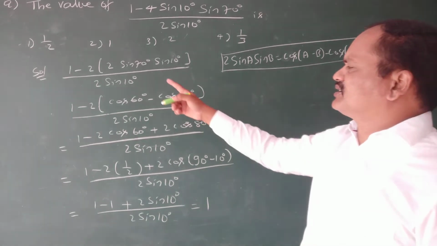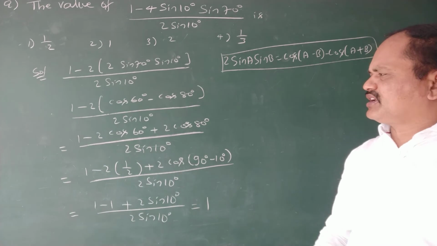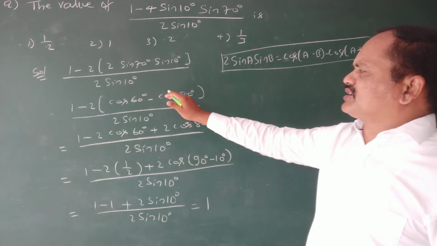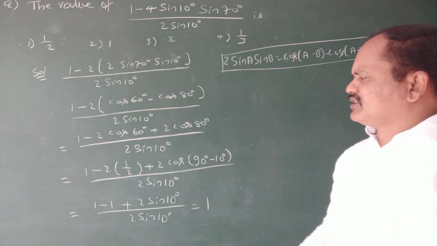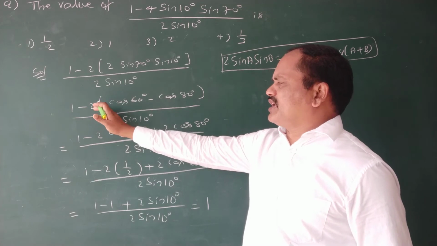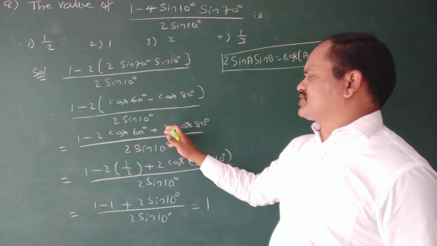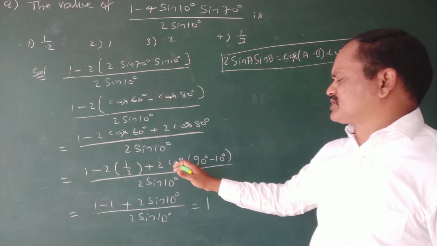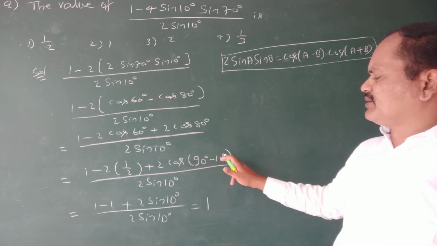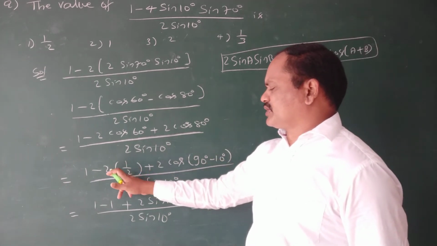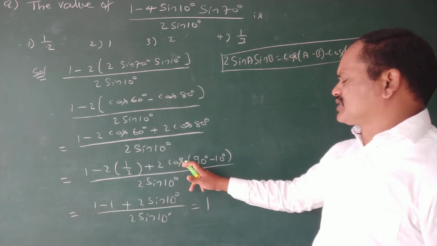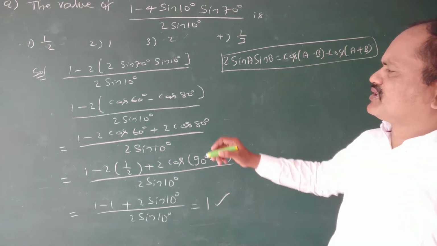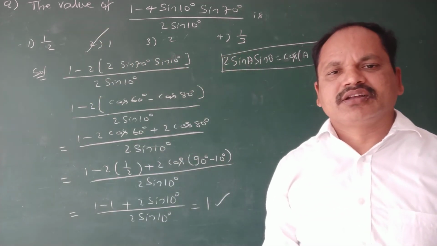According to that, here A is 70, B is 10. So cos A minus B is cos 60, and cos A plus B is cos 80. So 1 minus, multiplying with the 2, 2 cos 60 plus 2 cos 80. Cos 60 is 1 by 2. That's why 1 minus 2 into 1 by 2 plus 2 cos 80. This 80 can be written as 90 minus 10. Here the 2 gets cancelled, 1 minus 1. 2 cos 90 minus 10 is 2 sin 10, so 2 sin 10 by 2 sin 10. That's why the answer is 1. That is the second option. That's all. Now we are going to one more question.